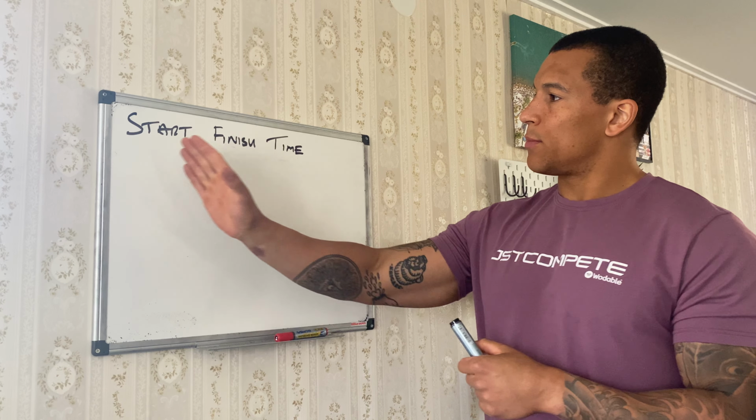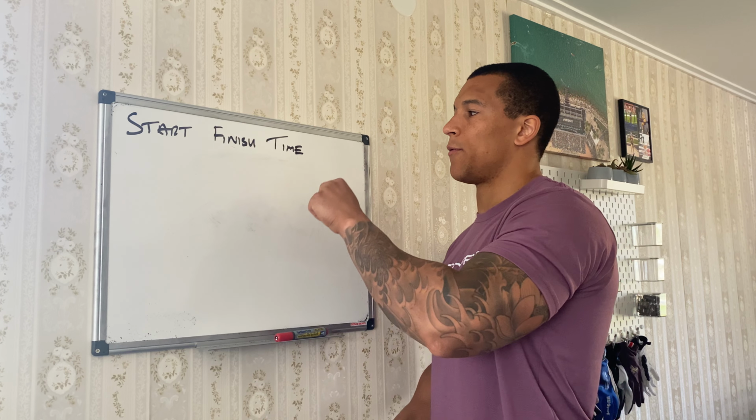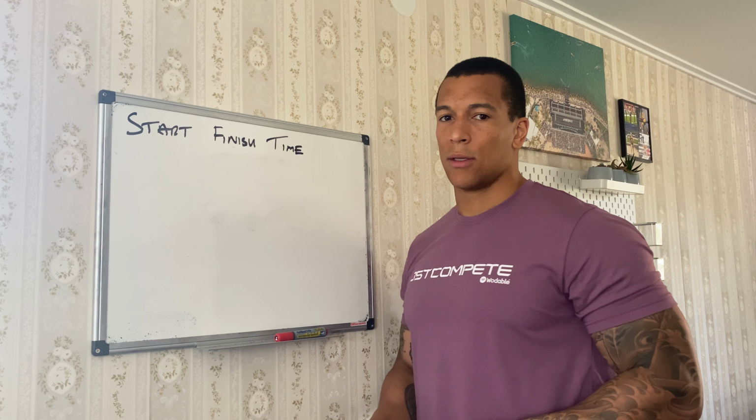Set up 3 columns: start, finish and time. This is obviously going to be the start time for the round. This is going to be when you finish the round. This is going to be how long it took you to complete the round.